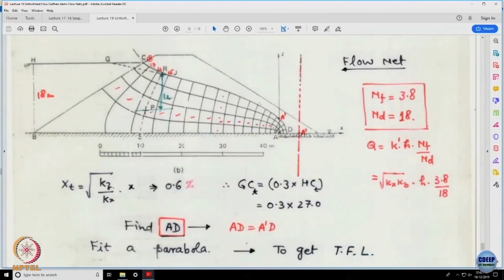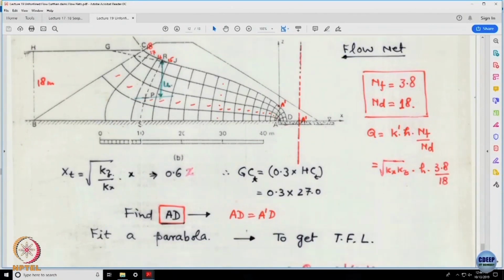If the flow net is done, I can draw a line passing through A in the vertical direction. Wherever this cuts the top flow line, this becomes my A prime. A prime distance I can measure on the filter bed. I can draw a line passing through this, which will become the directrix. Okay. Once you have done this construction, rest of the things are simple. So, if I know the NF and ND, if I multiply it by the H value, I can find out the discharge taking place through this section. What he was asking, I have tried to answer over here.